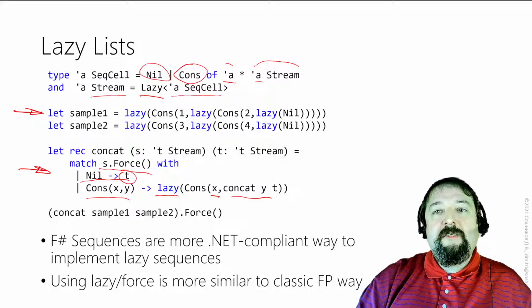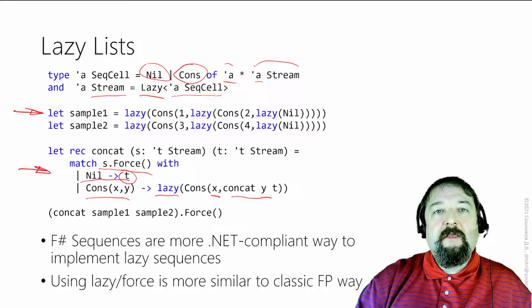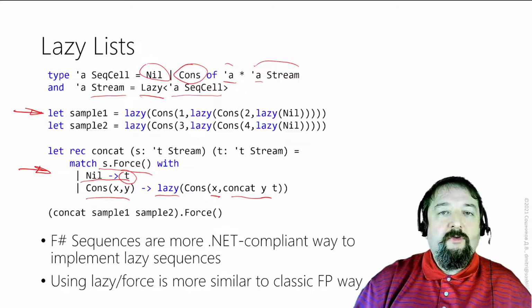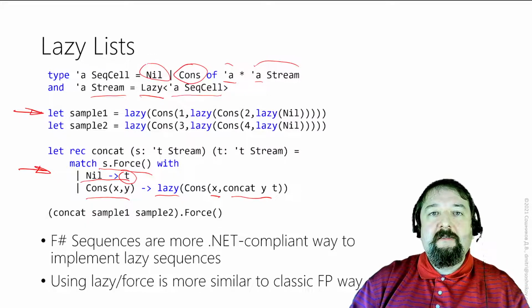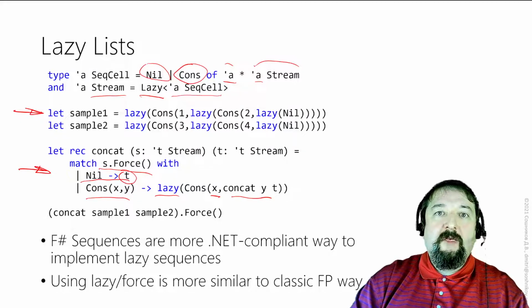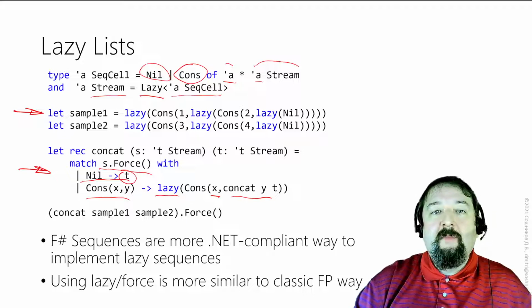So while F# sequences are a .NET compliant way to implement sequences, this lazy and force list is a more purely functional way to deal with lists. And if you want to really get into how lazy lists work using those lazy constructors, it's best to have a look into the Haskell programming language and how lists are implemented there.